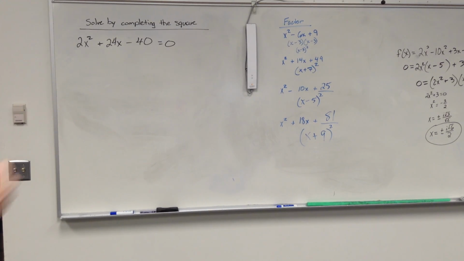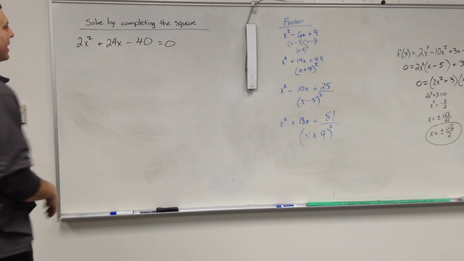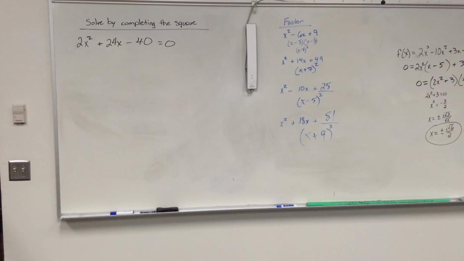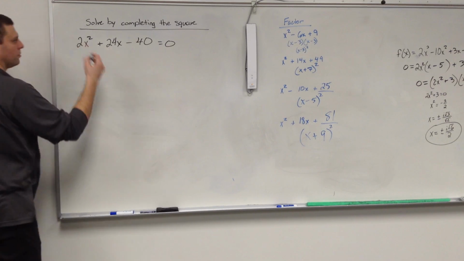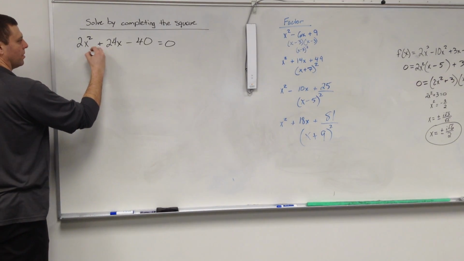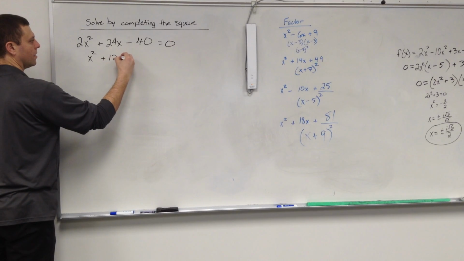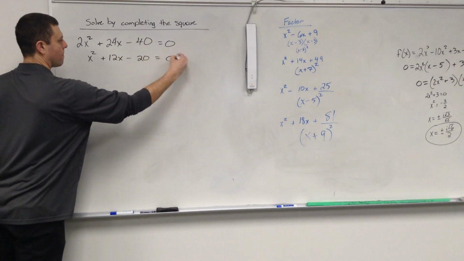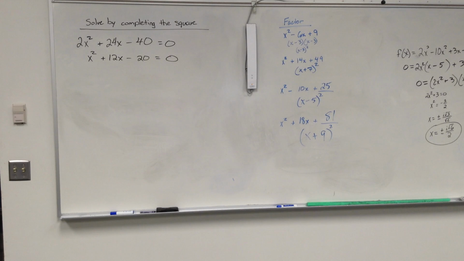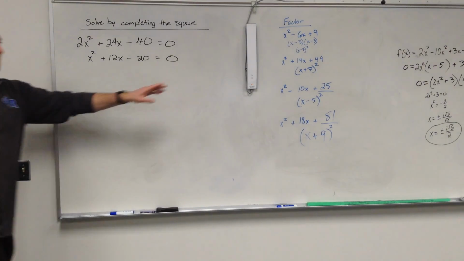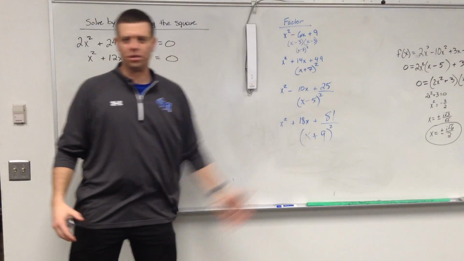If somebody told me to solve this quadratic equation by completing the square, the first thing I would do is divide everything by 2, because everything is divisible by 2 and it gets rid of that coefficient. So I'm going to divide everything by 2.